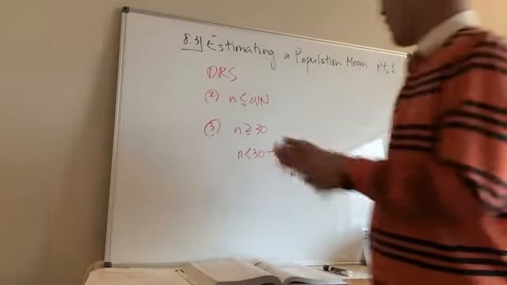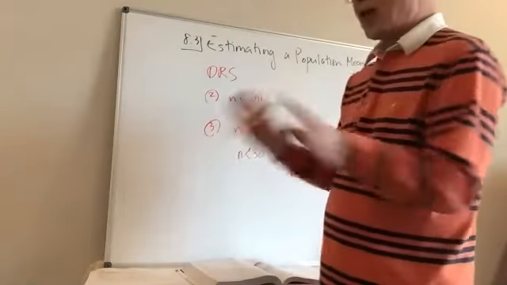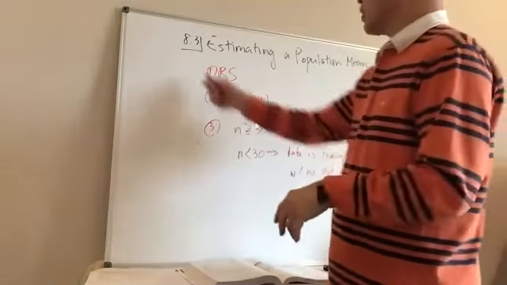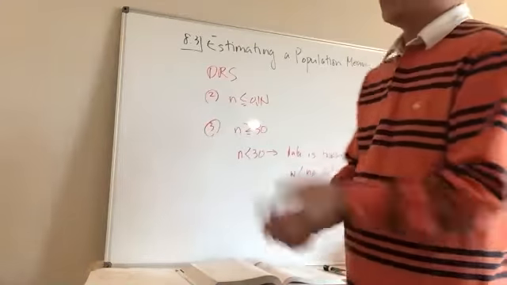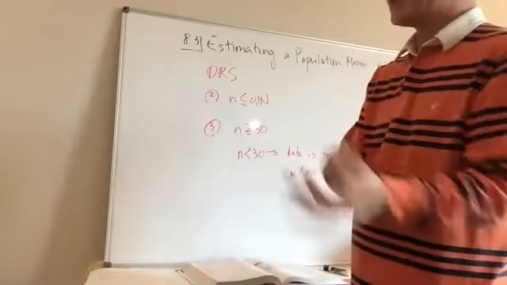So if n is greater than 30, you're great. You already have the large counts. So you got 1, 2, and 3 are good. And you can go ahead and use the t-distribution to find the t star. And then you use the t critical value there and do it.